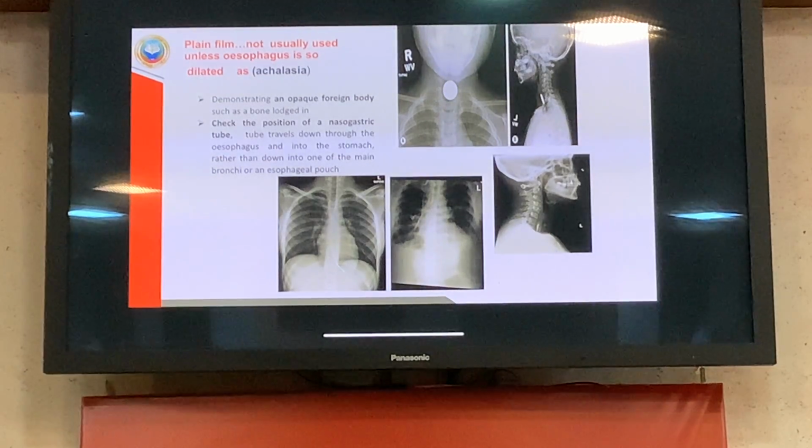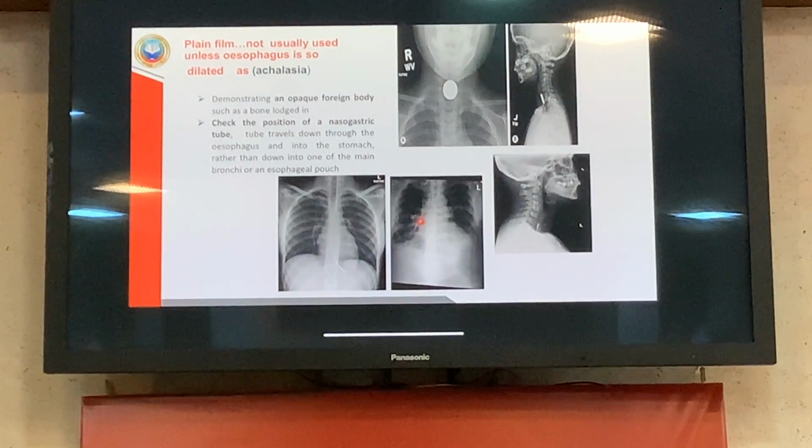This is a foreign body, and this is a foreign body. Another indication for the angiogram rather than it is displaced. This is displaced or not? Where is it going? Here this is normal.